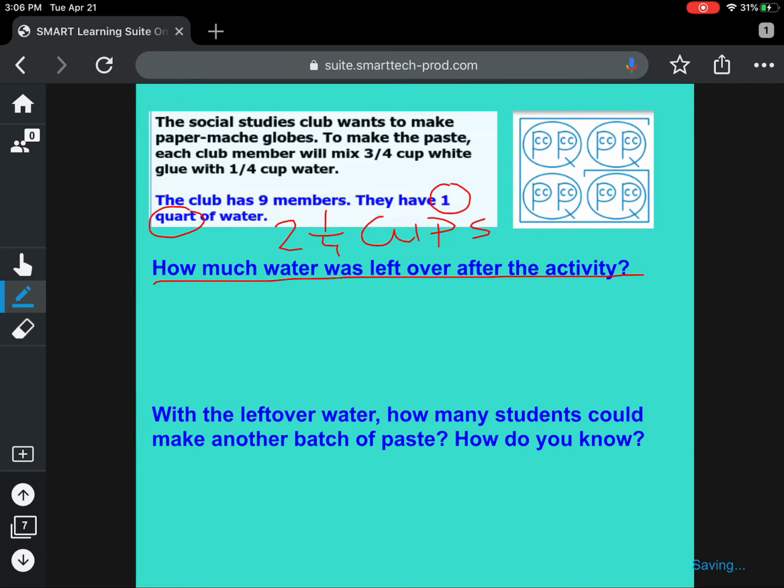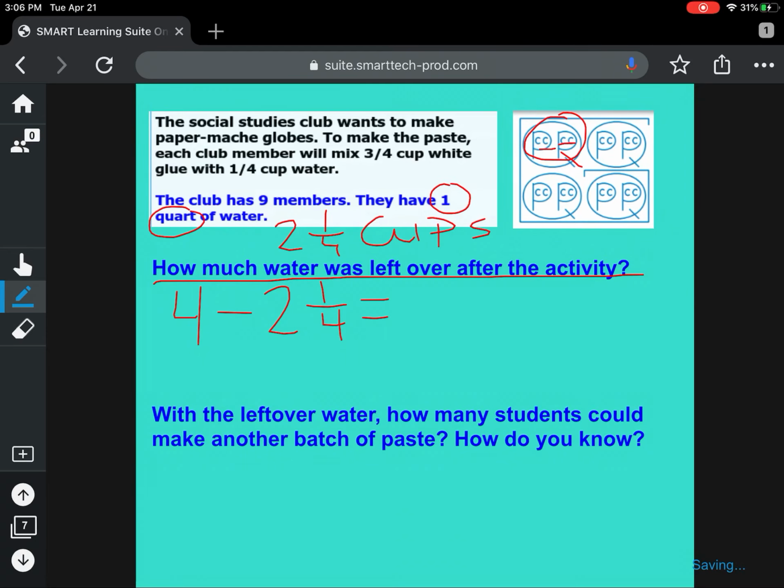You can't easily subtract quarts and cups, so what you need to do is make them have both the same unit. So let's focus on making them both cups. The group has a total of 1 quart of water, but if you use the gallon drawing, we know 1 quart is the same as 1, 2, 3, 4 cups. So we can start with 4 cups, that's how much they have total before they get started, minus 2 1/4 cups. That's how much water is needed so that each student can make their own globe.